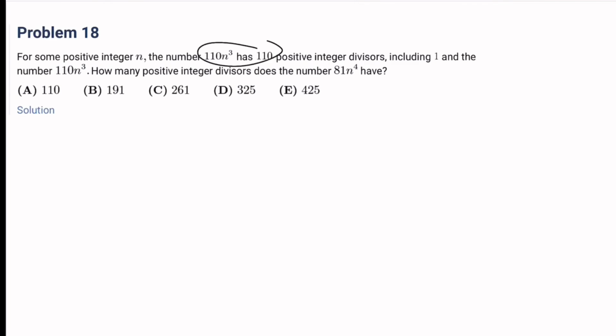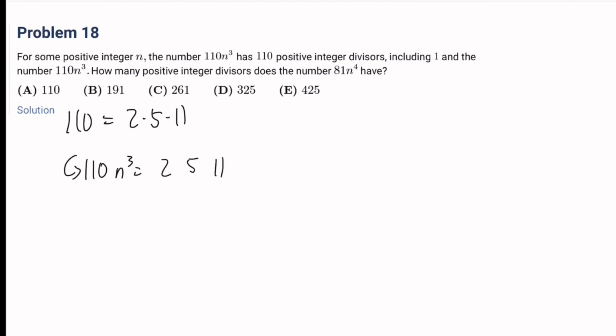Okay, so since this has 110 positive integer divisors, and we know that 110 equals 2 times 5 times 11, that means these are the number of factors, and so the exponents of 110 n cubed are going to have 2, 5, 11 as the bases, and then 2 minus 1, 5 minus 1, 11 minus 1 as the exponents. So that's going to be 1, and then 4, and then 10. Actually, that doesn't really matter because that's just the number of divisors, what we're going to get.